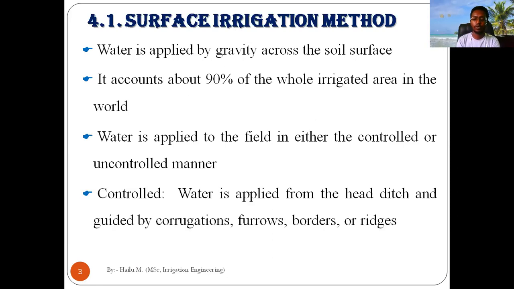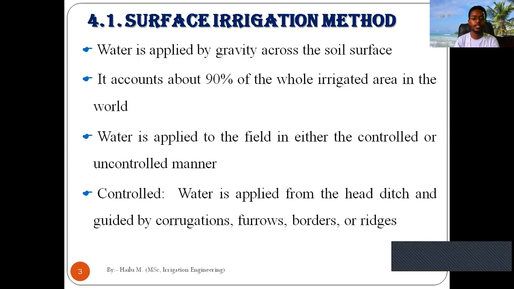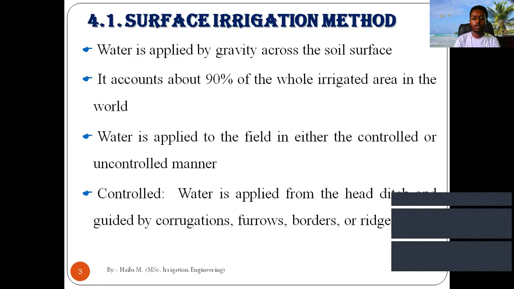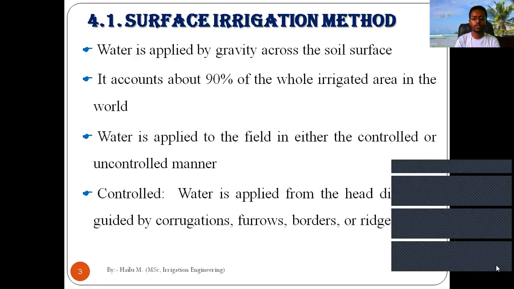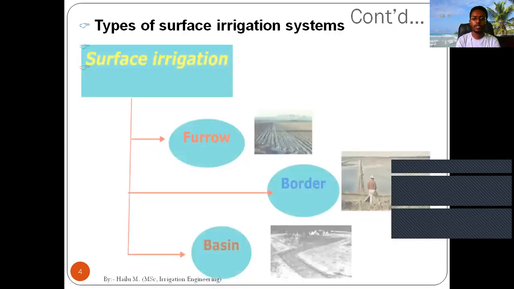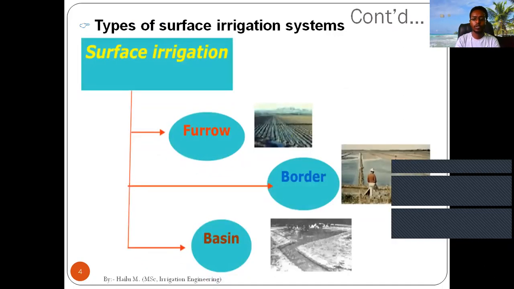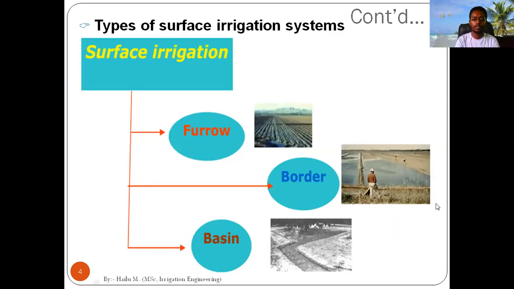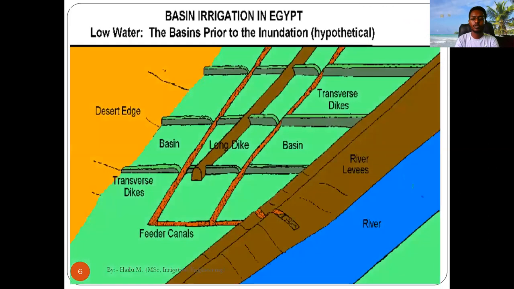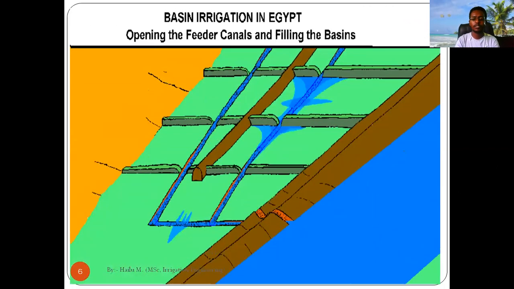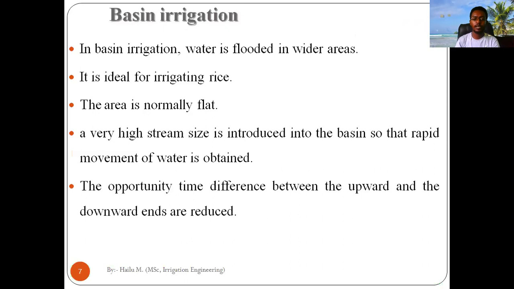When we say controlled manner, water is applied from the head ditch and guided by corrugations, furrows, borders, or ridges. In the uncontrolled way, wild flooding is the one. So in this chart you can identify the surface irrigation techniques. Among the surface irrigation application techniques, let's come to the basin irrigation method.